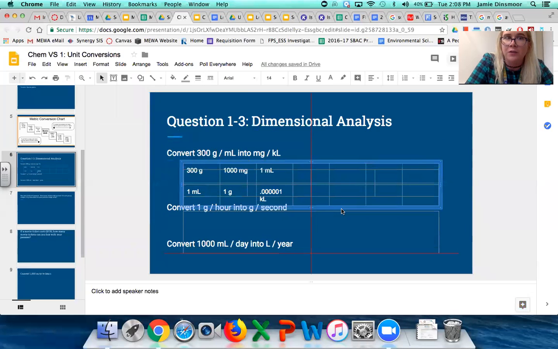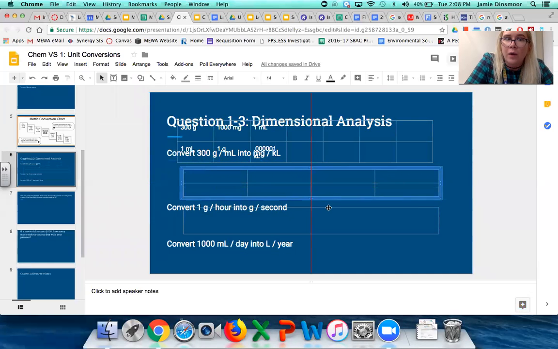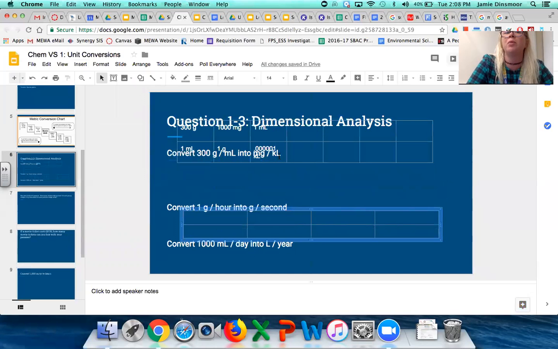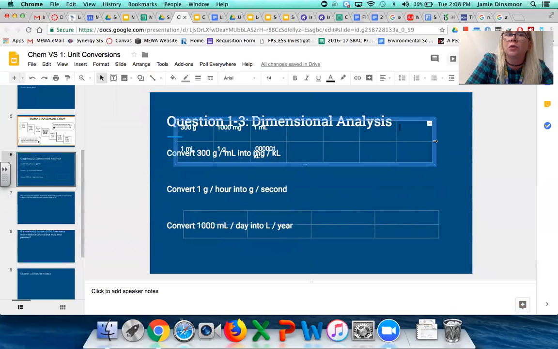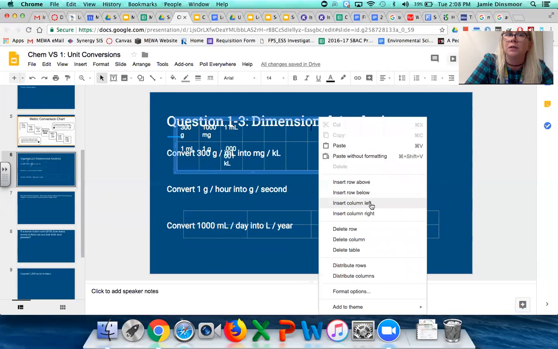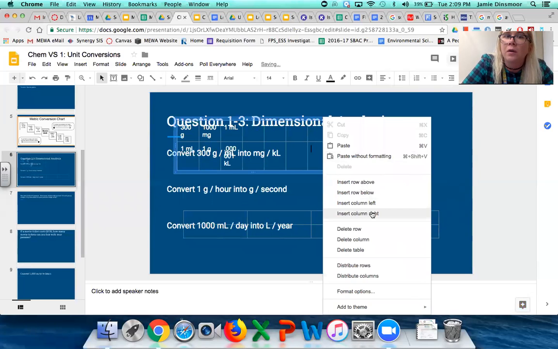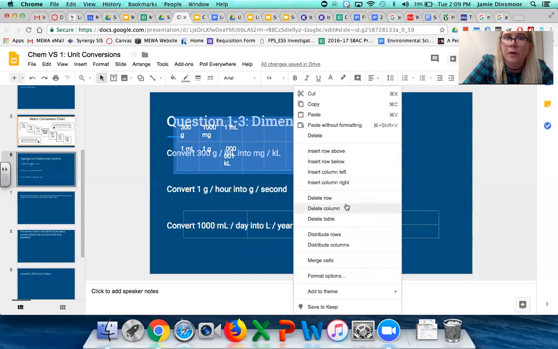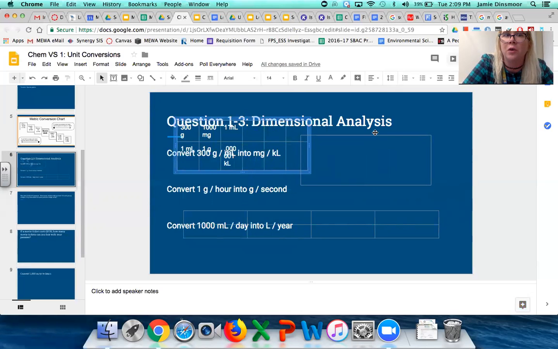I guess I could have put my boxes in here before. That would have been smart. Okay, so now we're going to be converting 1 gram per hour into grams per seconds. Let's see, delete row. Oops, that's not what I wanted to do. Okay, delete column. Here we go. No. Okay, I'm just gonna leave that alone. I will clean this up later instead of messing with it right now. It just wants to delete the whole box.